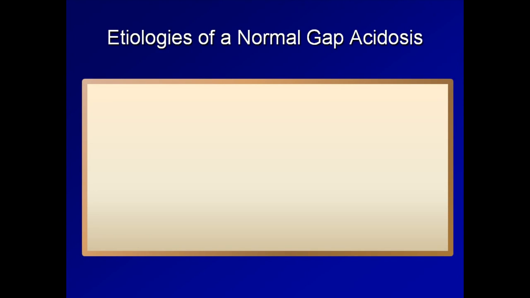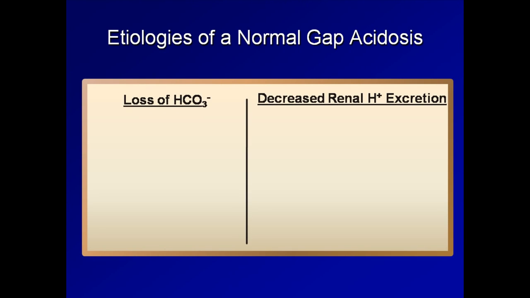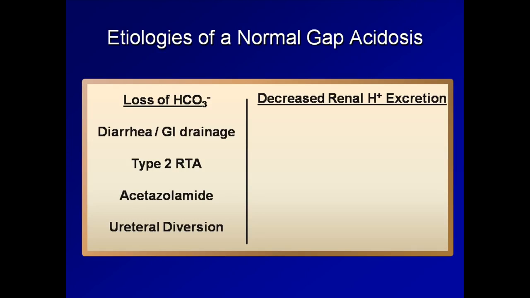A normal gap metabolic acidosis can be due to either the loss of bicarbonate or due to decreased renal hydrogen excretion. The former can be due to diarrhea or various forms of GI drainage, type 2 renal tubular acidosis, the carbonic anhydrase inhibitor acetazolamide, and as a chronic complication of ureteral diversion surgery.